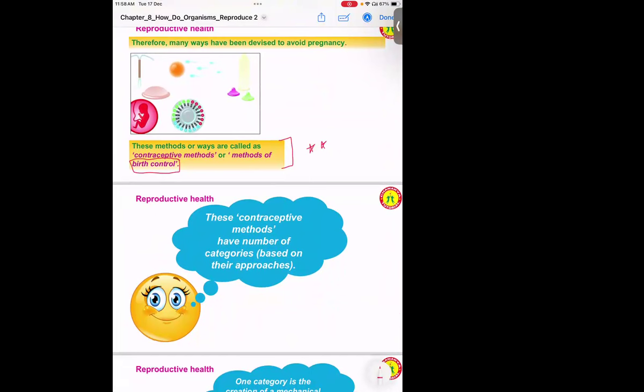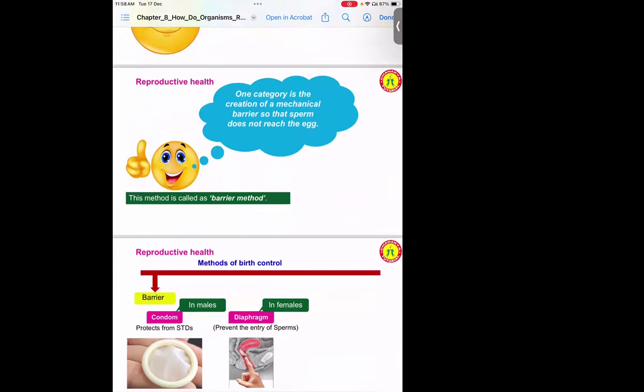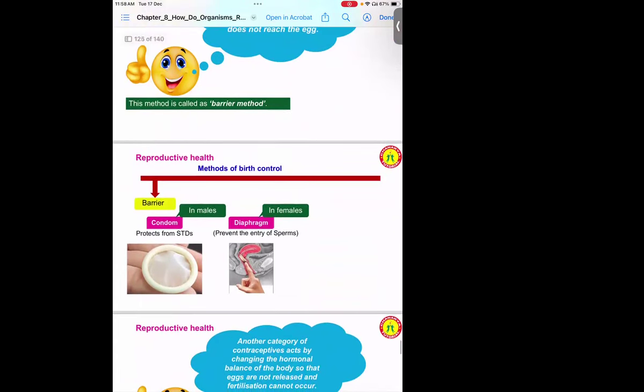These contraceptive methods have a number of categories based on their approach. Let us discuss now what the different types are. One is the barrier method, where the sperm will not be allowed to reach the egg, where condoms are there for the female and the male also. In the male, condoms are used to prevent STDs, whereas in the female, the diaphragm is used so that the entry of the sperm is not allowed. So it acts as a barrier.